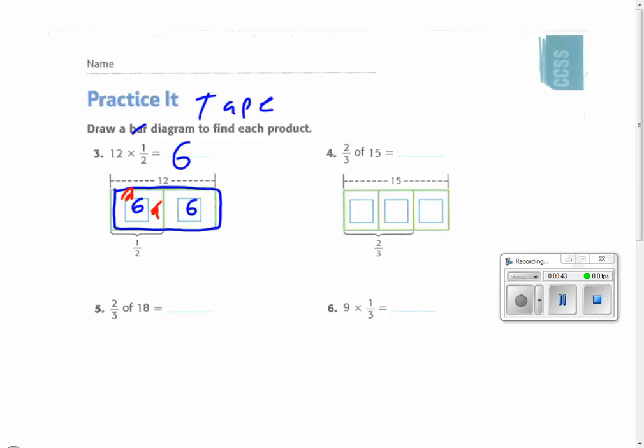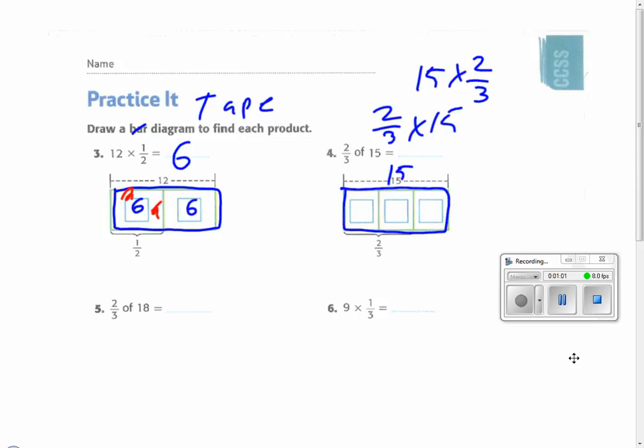12 times 1/2. Let's take a slightly more complicated one, but still should be pretty easy. Here we want 2/3 of 15, which is 2/3 times 15, could be written as 15 times 2/3. Okay, all the same thing. Again, we start with a rectangle and we say this rectangle is worth 15.